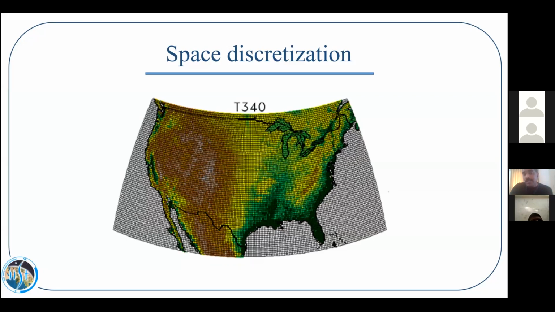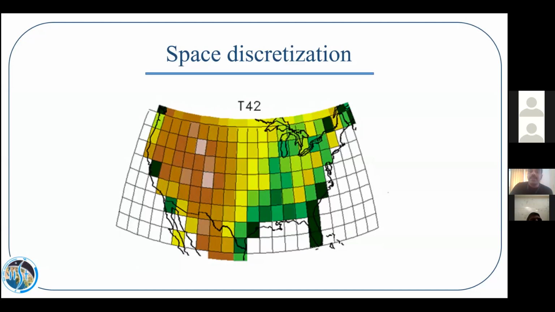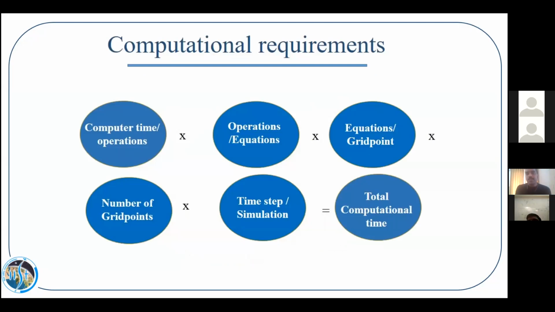So increasing the number of grid points actually amounts to increasing the computation power. You require more computation power for doing that. So how much computation is required? How do we calculate it?